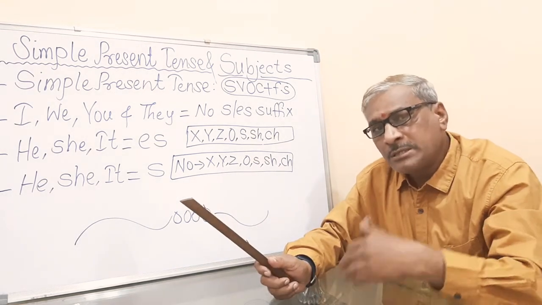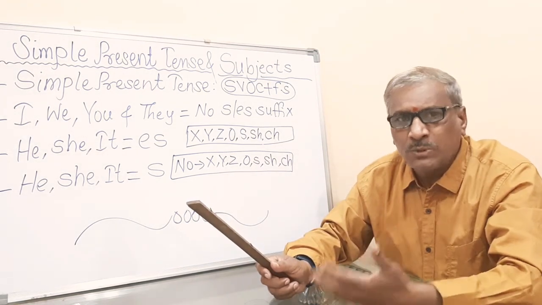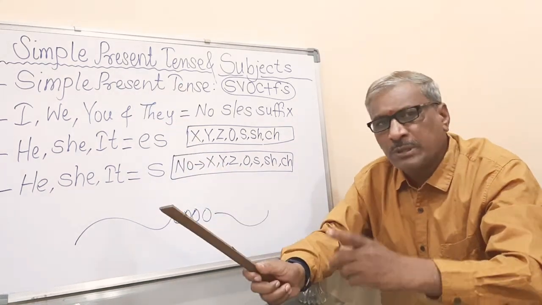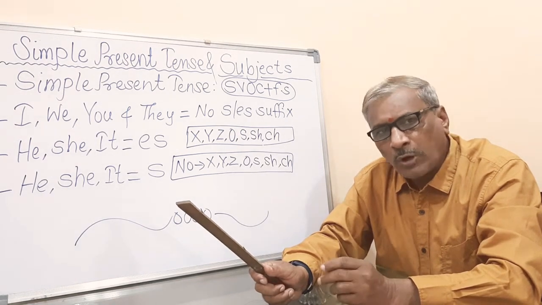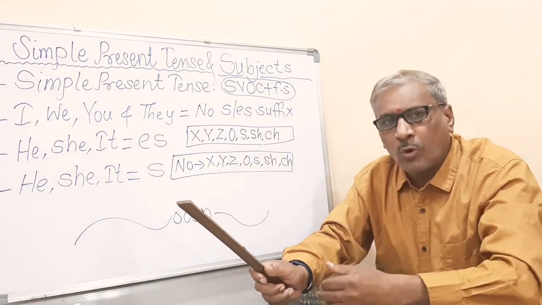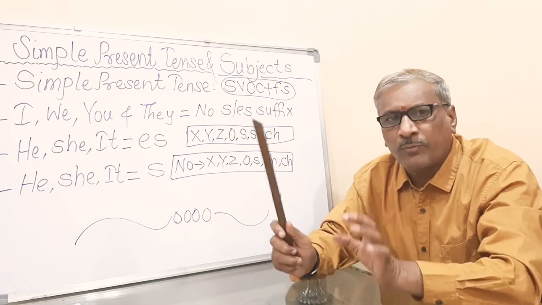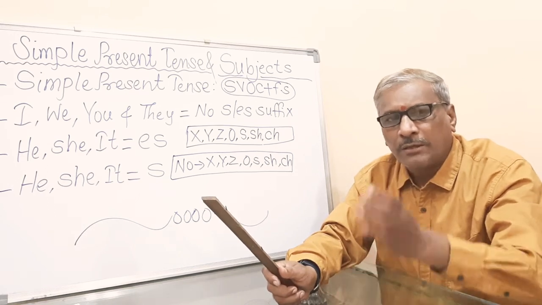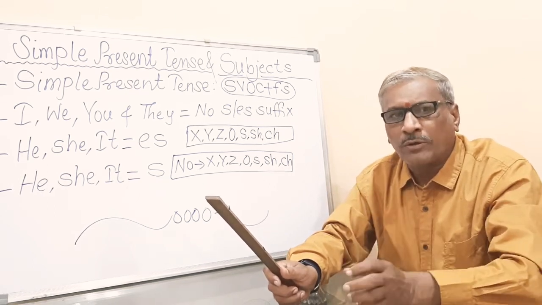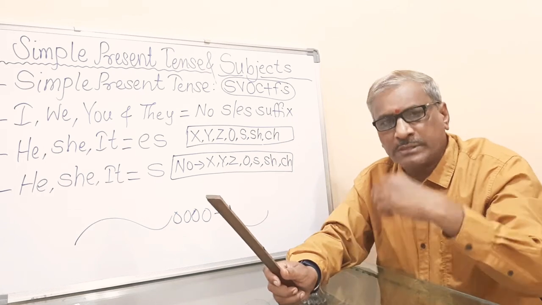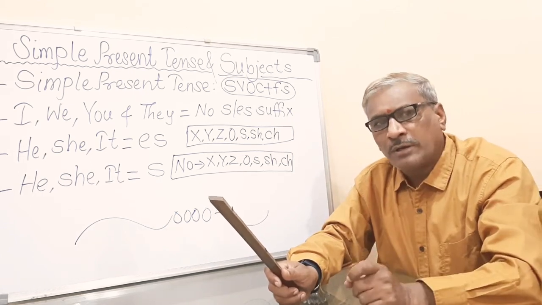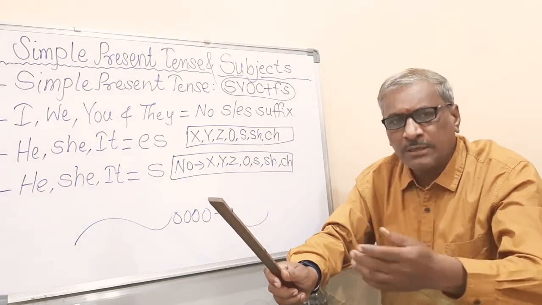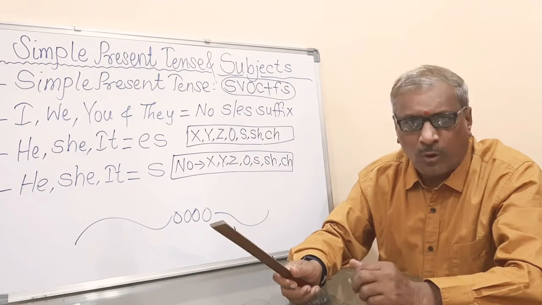Then this simple present tense is used to show the habits. Now habits means what? Suppose there is one dog, and that dog has some habits. What is the habit of that dog? The habit of that dog is barking. So we can say the dog barks, the dog goes from one house to the second house, the dog barks at the other dog. We can say like this. So this is the habits of the dog.